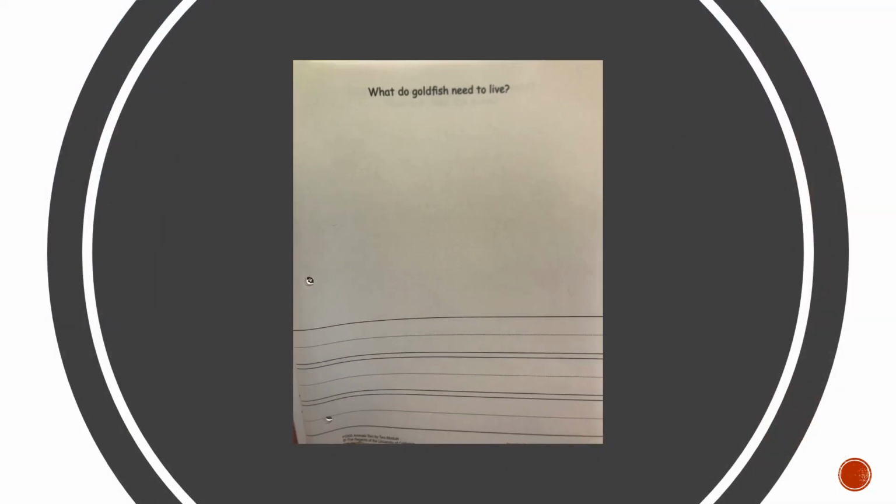Take a look at that page 7. What do goldfish need to live? I want you to go ahead and pause the video, fill that out to the best of your knowledge. Draw me a picture, write some sentences. What do you remember that goldfish need to live or to survive? Once you're completed, go ahead and unpause the video and push play.